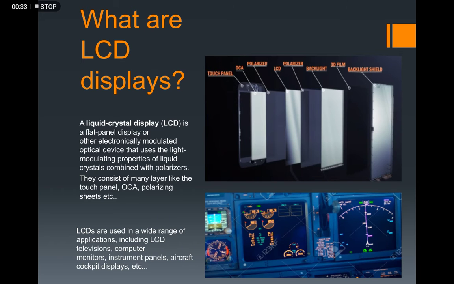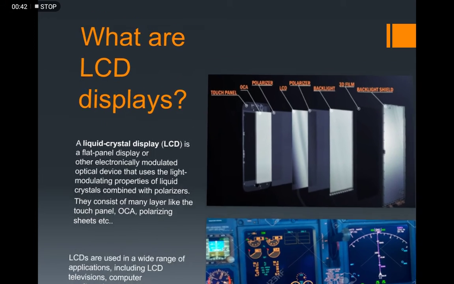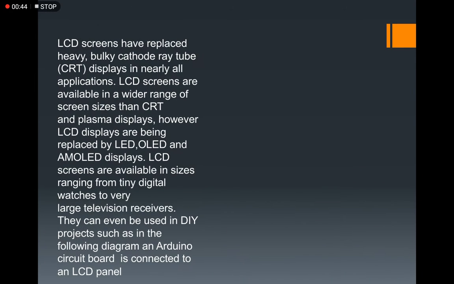LCDs are used in a wide range of applications, including LCD televisions, computer monitors, instrument panels, aircraft cockpit displays, etc. LCD screens have replaced heavy, bulky cathode ray tube displays in nearly all applications. LCD screens are available in a wider range of screen sizes than CRT and plasma displays. However, LCD displays are being replaced by LED, OLED and AMOLED displays.